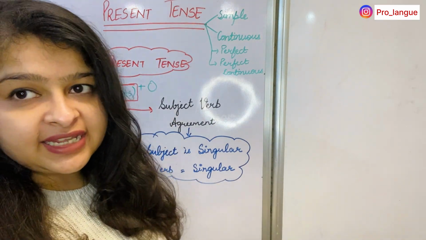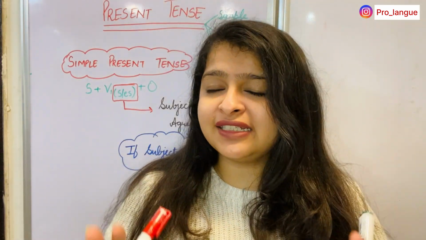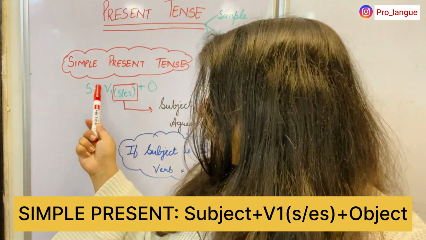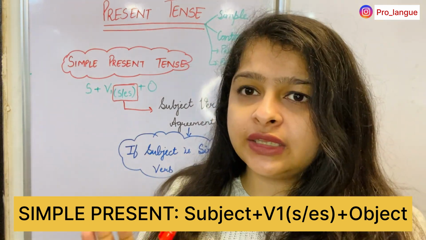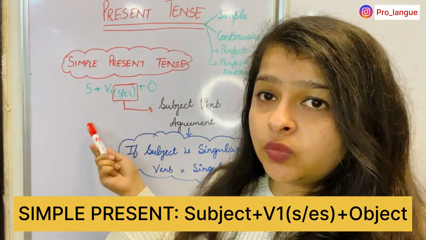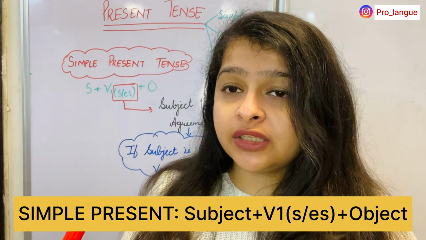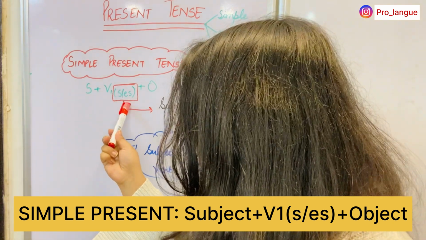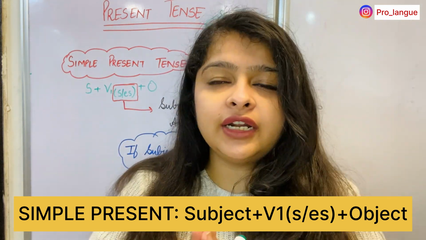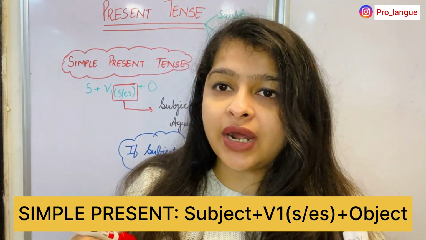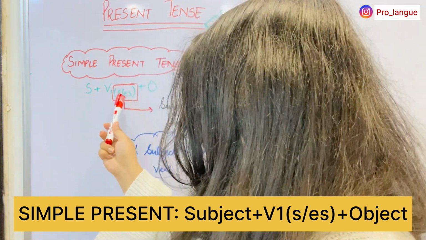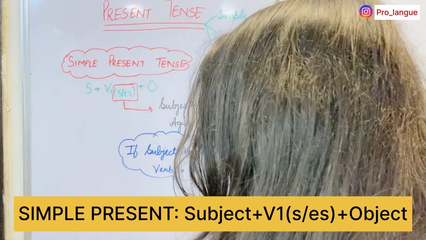Well, simple present tense has a very simple rule, and that is subject plus verb's first form, S/ES, plus object. Now see, the subject is clear, that is the noun, and the first form of the verb is also very clear. But what is this S/ES? This S/ES is altogether a different rule of grammar that we need to understand in detail before proceeding further. This is known as subject-verb agreement.